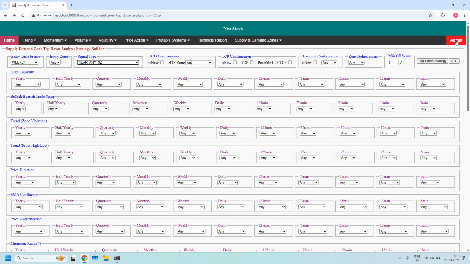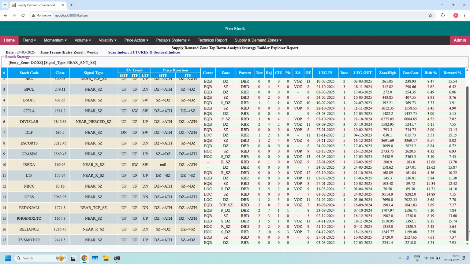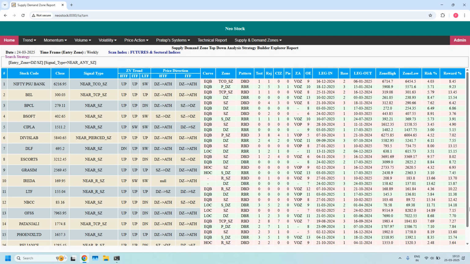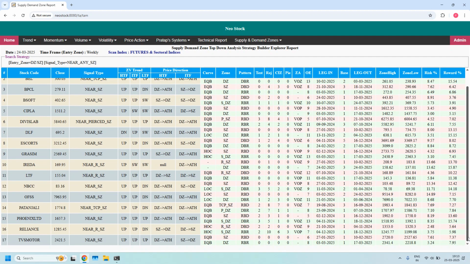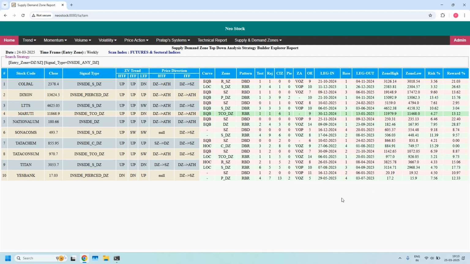Stocks near weekly supply zone. We got 17 stocks. So first 15 stocks in the list. Scrolling the list down. So total 17 stocks are filtered. Okay, next. Price closed inside the weekly demand zone.